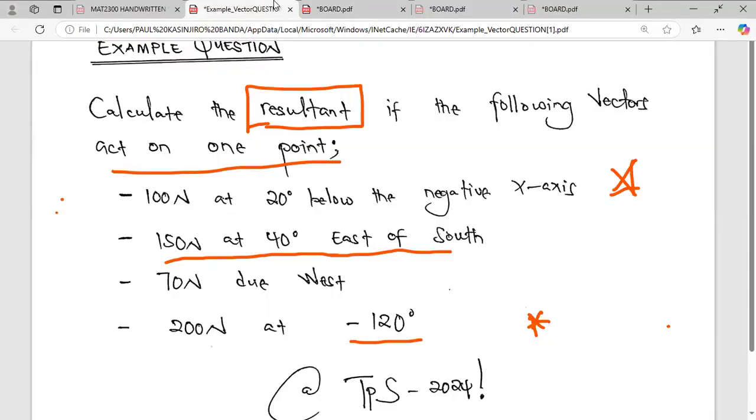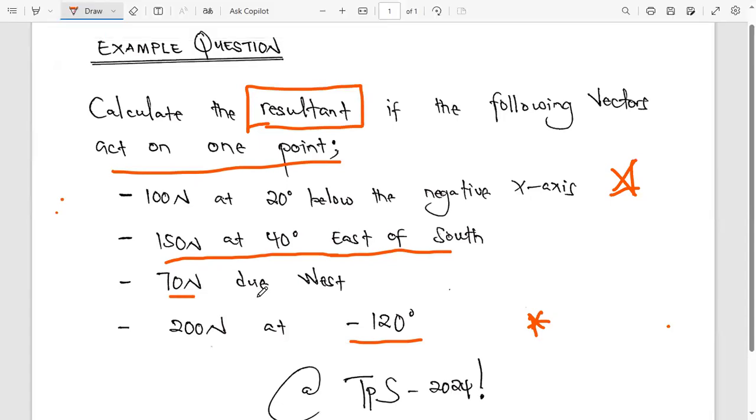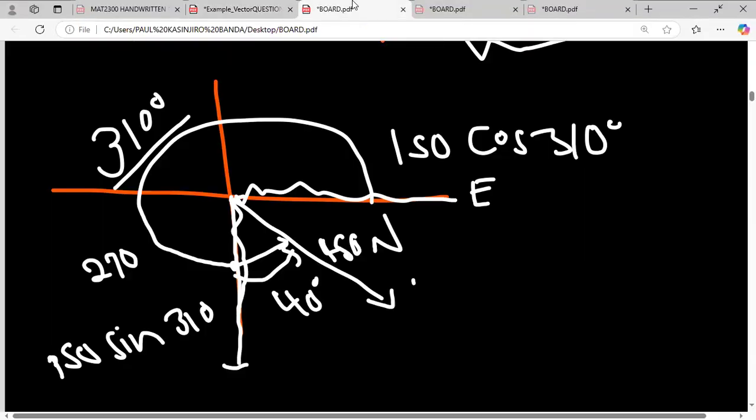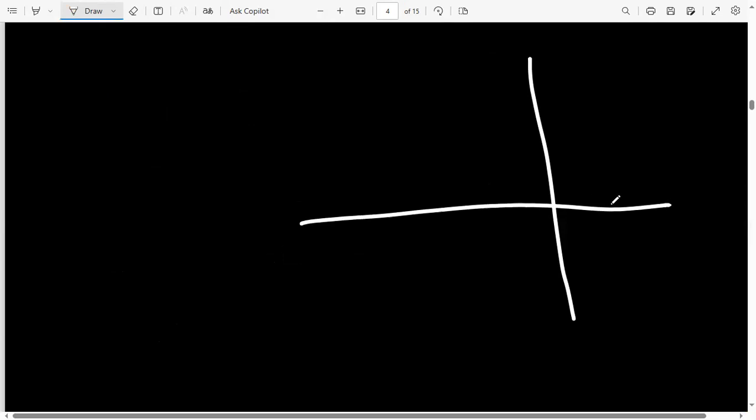So the third one now says 70 newtons due west. Okay, we know that due west is just 180 degrees. So it's like this. So we are having 70 newtons due west. So this is the west. So we have a vector that is here. Okay, so what is the angle starting from here? We know that the angle here is just what?